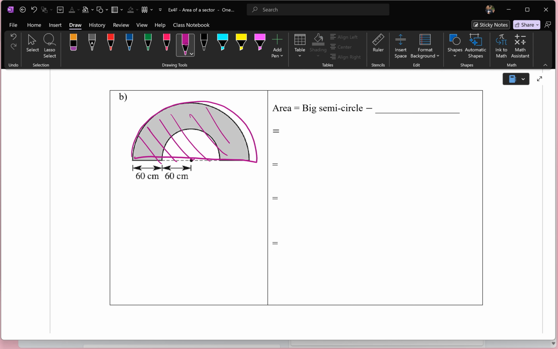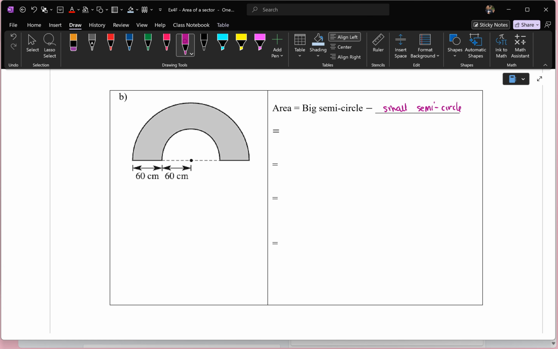So I can get a total area for the big half circle, but then there's a region I want to remove, which is another small semicircle inside. So here, that means if I can get big semicircle minus small semicircle, I should be able to get the region I want. True? So let's work it out.